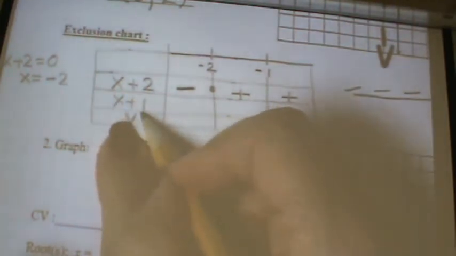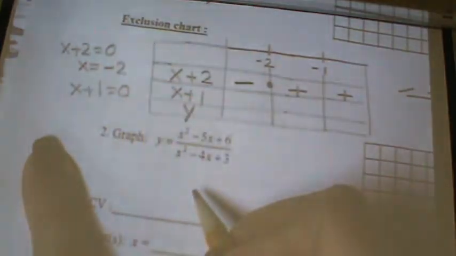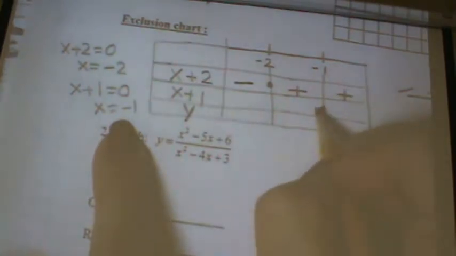At x plus 1, if you were to set x plus 1 equal to 0, subtract 1. So negative 1 is your 0. So to the left of 0 are negatives, and to the right are positive.